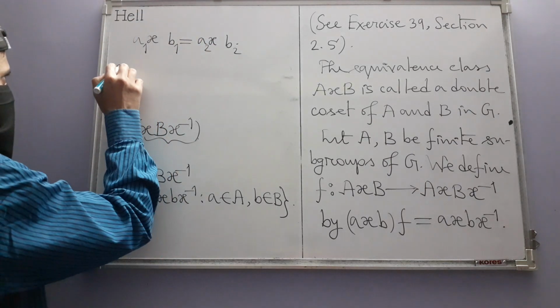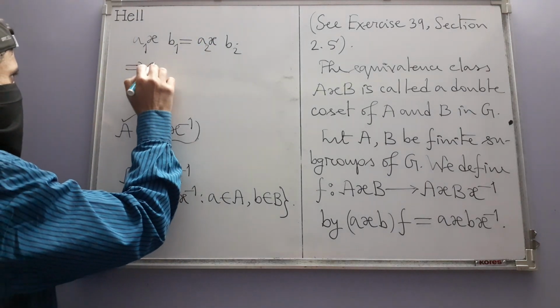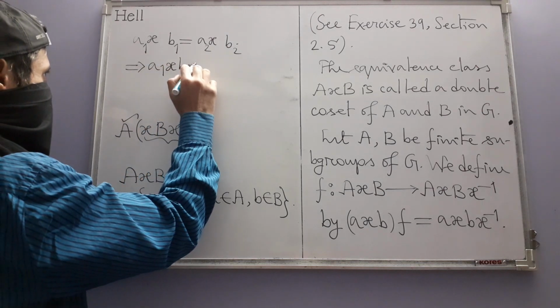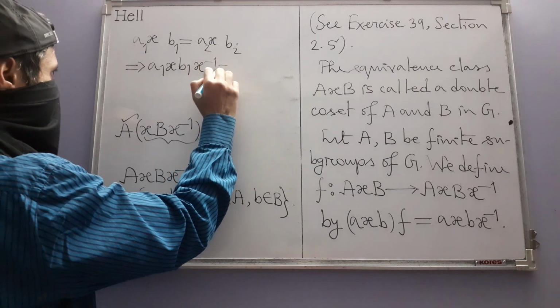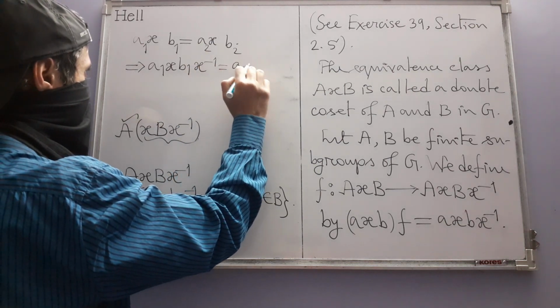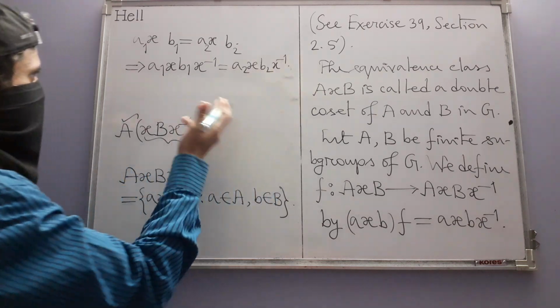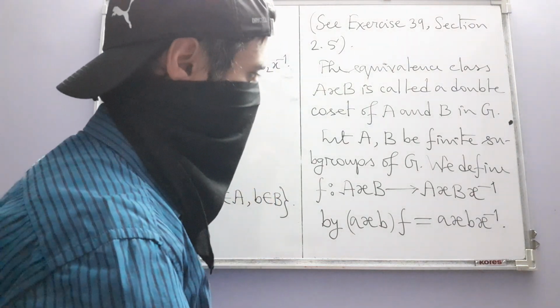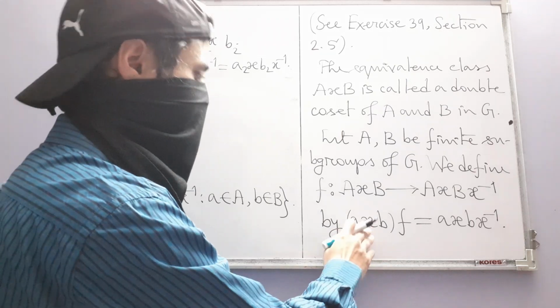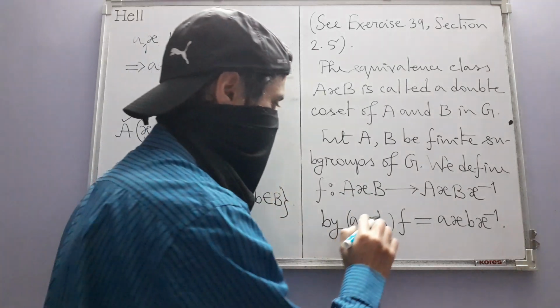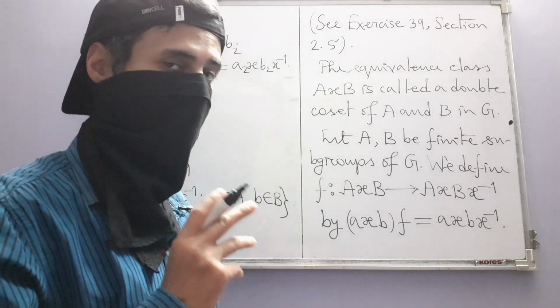Yes, of course. You just multiply these equal elements from the right side by x inverse. That's it. So the outputs are also equal, and this proves that for a given input there is only one output. So yes, the function f is well defined, it's a legitimate function.